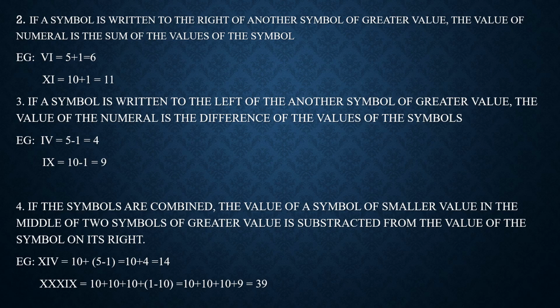The same way, you see this next example. There are XXIX. XXX equals 30, and since I is less than X, we subtract 1 from 10. Therefore, the total value is 39.